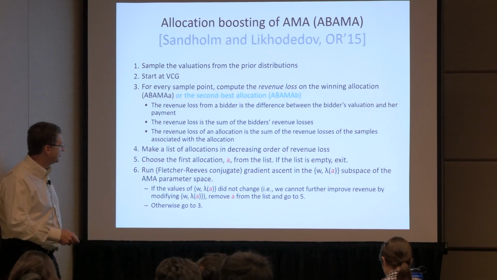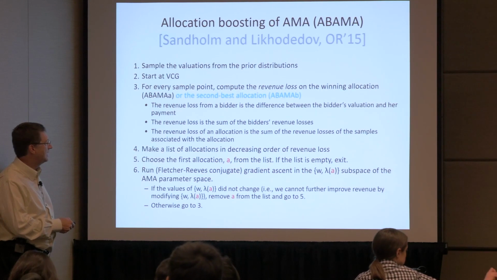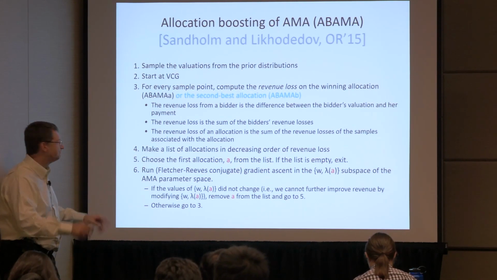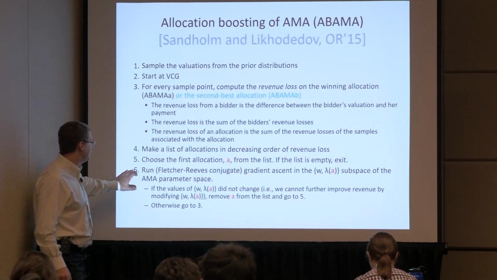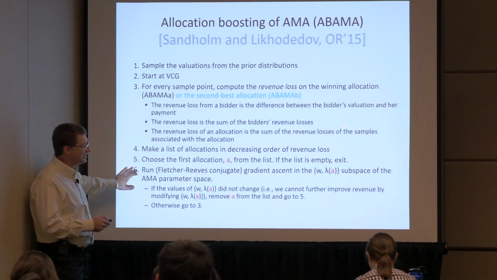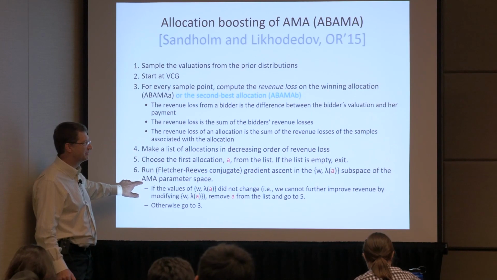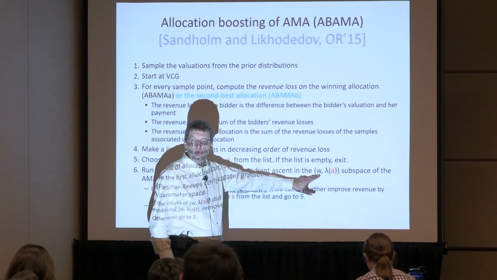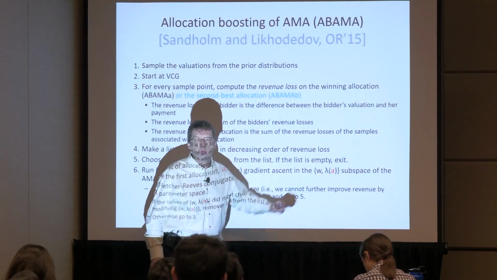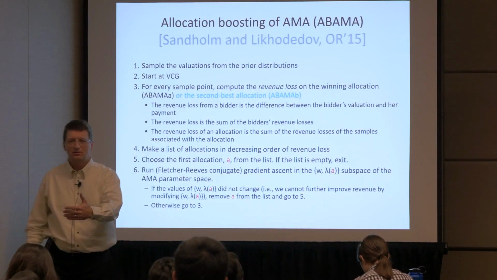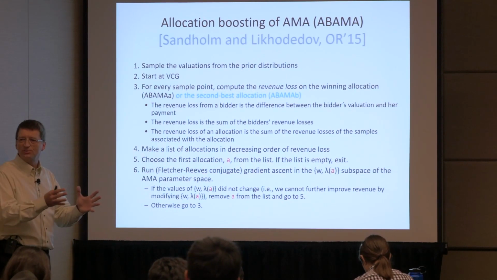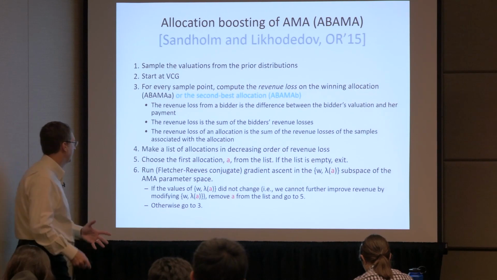Then I'm going to choose the first allocation from the list, call it A, and if the list is empty, I'm done. I'm at the local optimum. Then I'm going to run the gradient descent in the W lambda A subspace of the AMA parameter space. So I'm allowing myself to tweak the weights on the bidders, but only one of the boosts. So now I have a much, much smaller search space to look over.